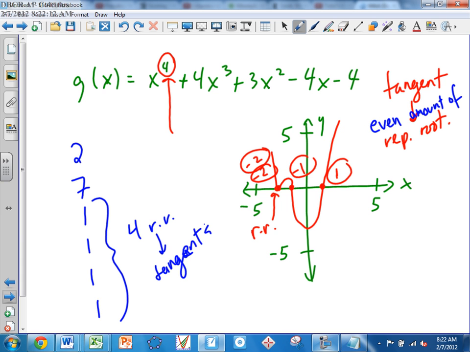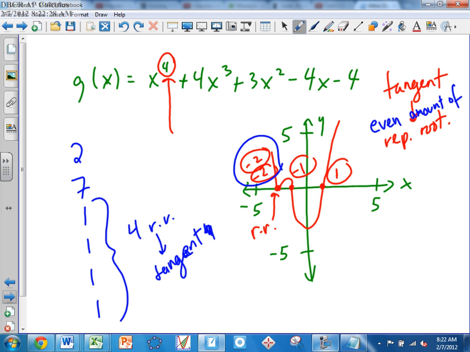Whenever it's an even amount of repeated roots, you have a tangent. There were two of them here, repeated, we had a tangent. There were four of them here, you would have a tangent. So the general rule that we're developing today is that if you have a tangent on the graph, you have an even amount of repeated roots.